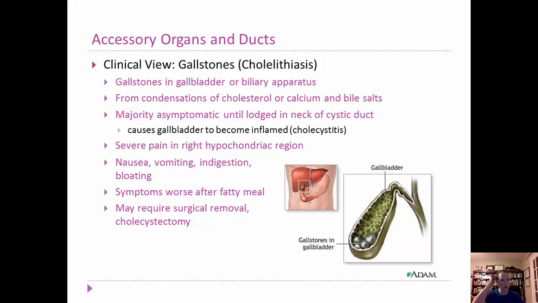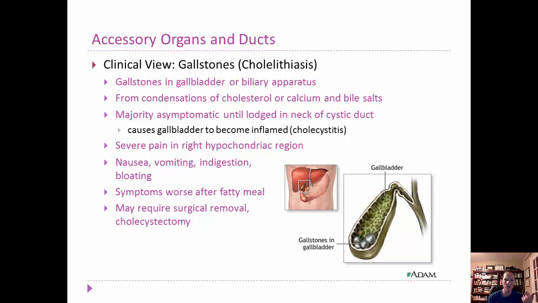So let's take a look at one of the problems. One very common problem of the gallbladder is going to be gallstones. This is also called cholelithiasis. That is what that word is over there. It took me a little bit to get that out. Anytime you see this chole word, that is typically going to refer to the gallbladder.